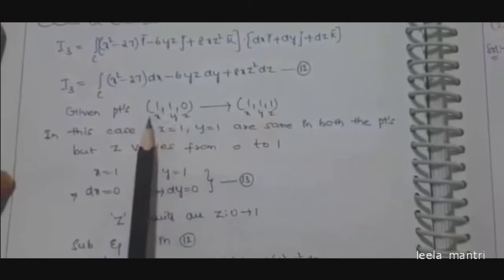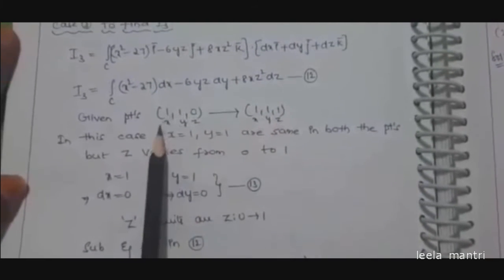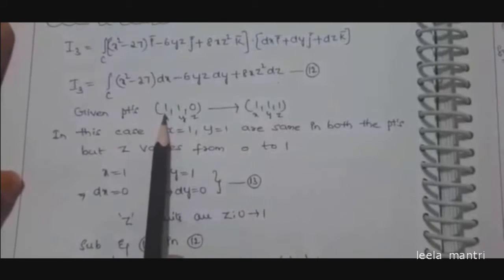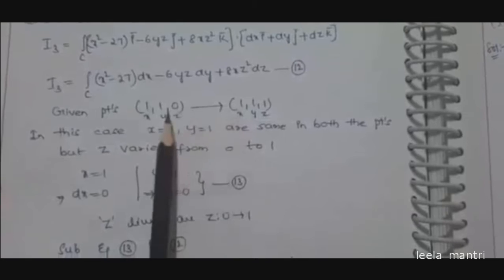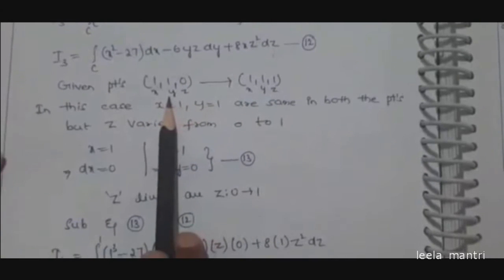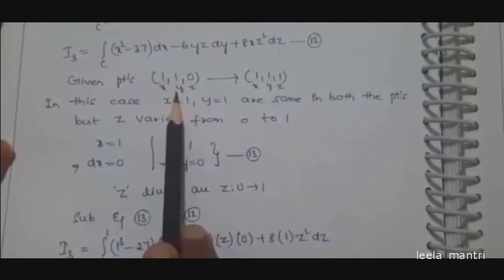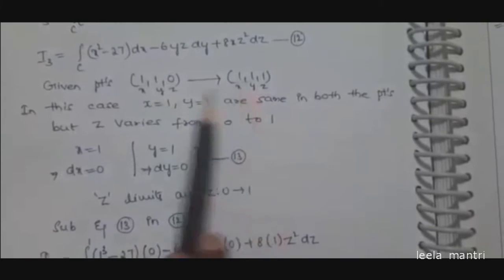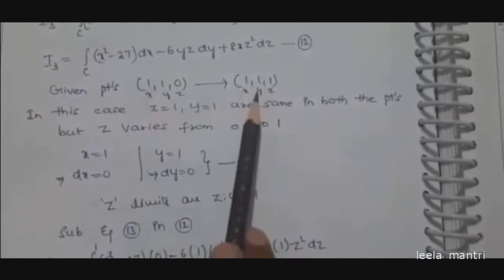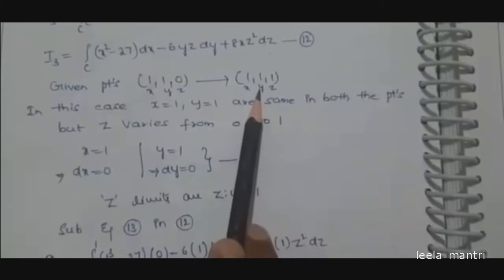So the given points for case 3 are 1, 1, 0 to the point 1, 1, 1. If we are observing the points for x, for the first point you are having x is equal to 1. For the second point also you are having x is equal to 1. For both the points the x value is the same. Next, moving to y, y is equal to 1 in the first point, y is equal to 1 in the second point. If we observe, y is equal to 1 is also the same for both points.